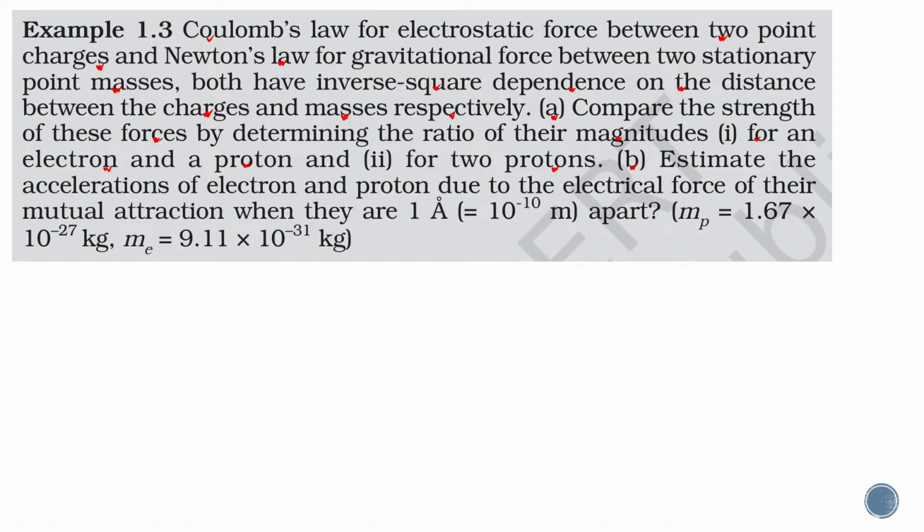B. Estimate the acceleration of electron and proton due to the electrical force of their mutual attraction when they are 1 angstrom equal to 10 to the power minus 10 meter apart. Mass of proton is 1.67 into 10 to the power minus 27 kg, and mass of electron equal to 9.11 into 10 to the power minus 31 kg. So let's see the solution of this question.